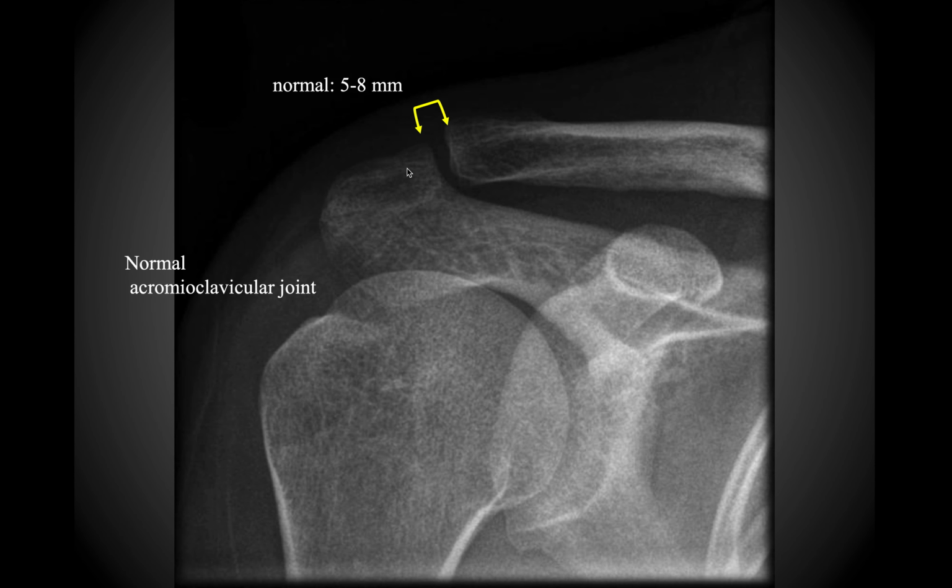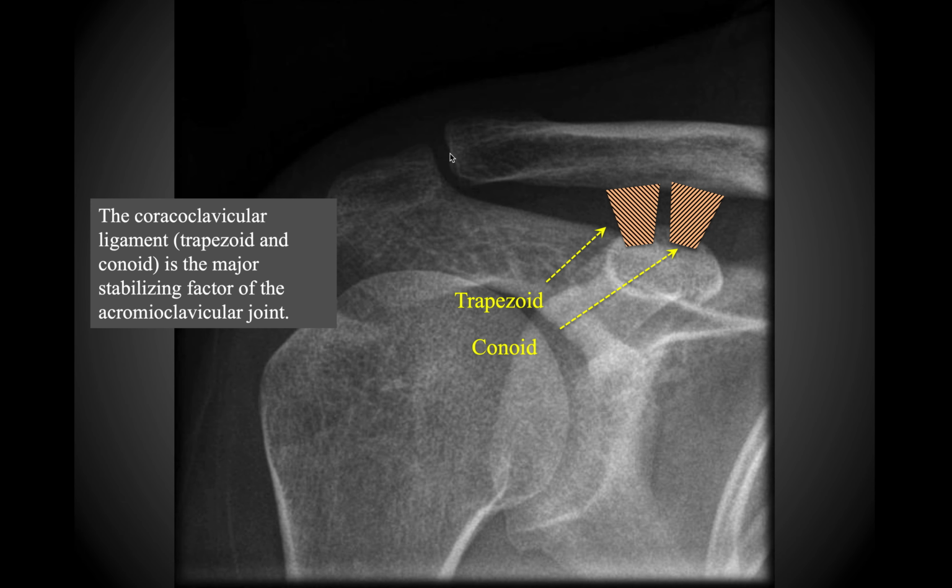All right, so looking a little closer at the acromioclavicular joint, the typical distance between the acromion and the clavicle is approximately 5 to 8 millimeters in most individuals. And so oftentimes, if it's difficult to tell if it's normal, we'll do bilateral chest or shoulder x-rays in order to compare the size of the AC joint on the unaffected side to the affected side. But again, typically you expect it to be about 5 to 8 millimeters.